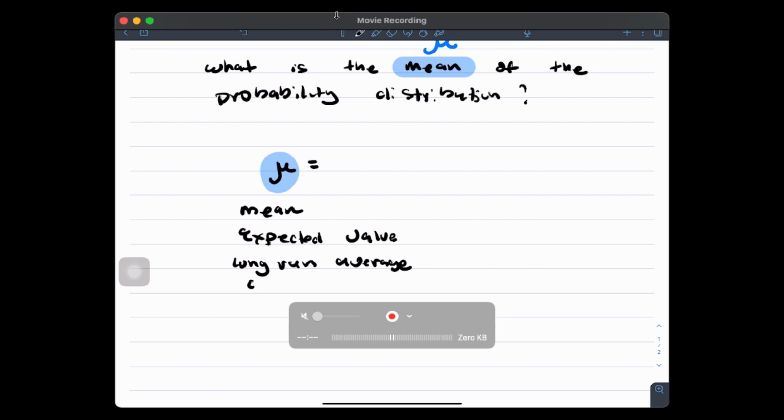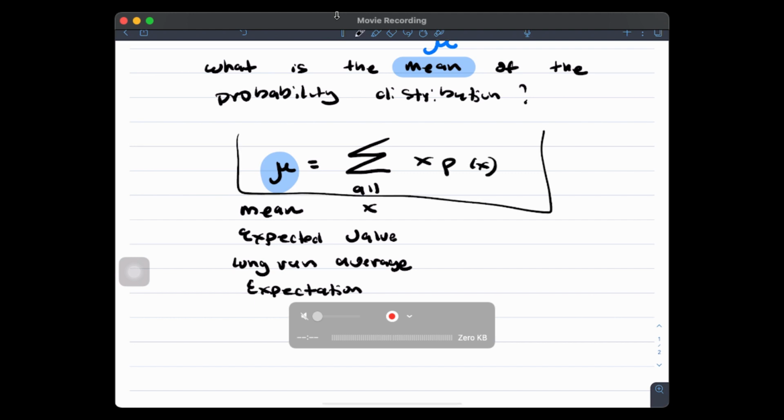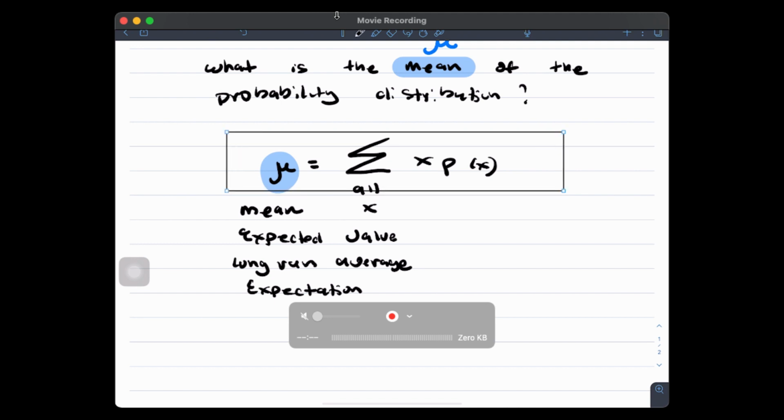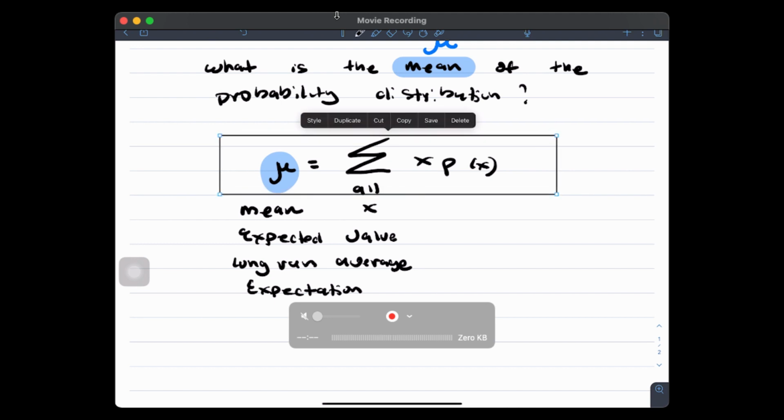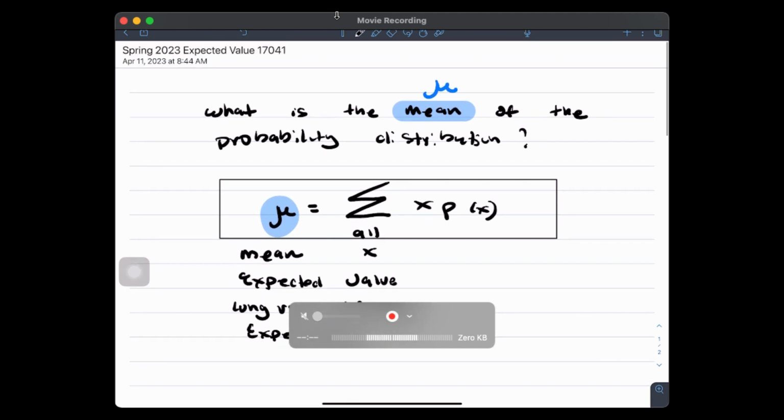Expectation. It has various names. Mu equals the sum, over all outcomes x, of x times p of x. Okay? So this is the name of all of this. You're going to get the what? The mean, expected value, long run average, expectation.